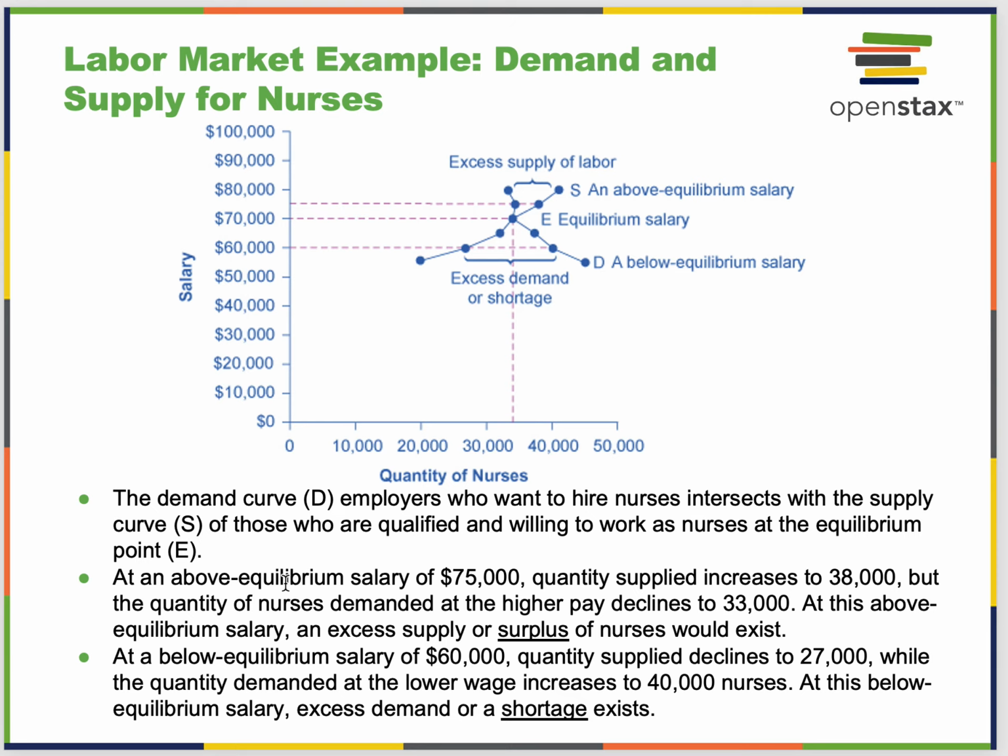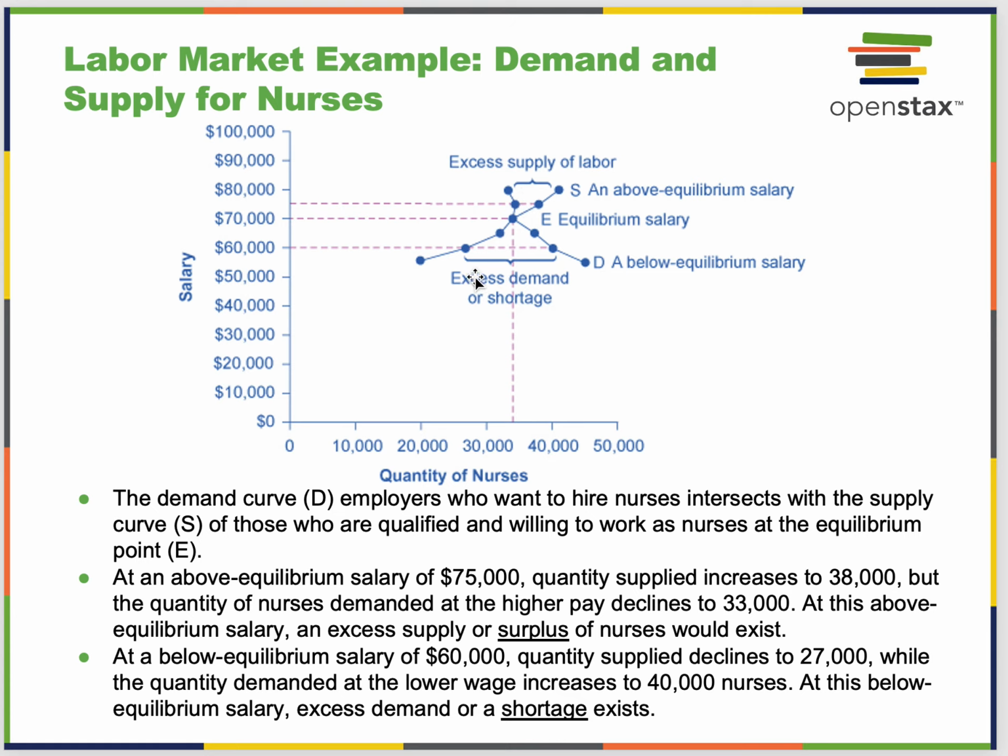At an above-equilibrium salary of $75,000 a year, the number of people looking for a job increases to 38,000, but the quantity of nurses demanded by the marketplace decreases to 33,000, so you have a surplus of nurses. That puts pressure on the price you're paying. People are looking for jobs and are willing to take jobs for less money. You have pressure to get back to the equilibrium point.